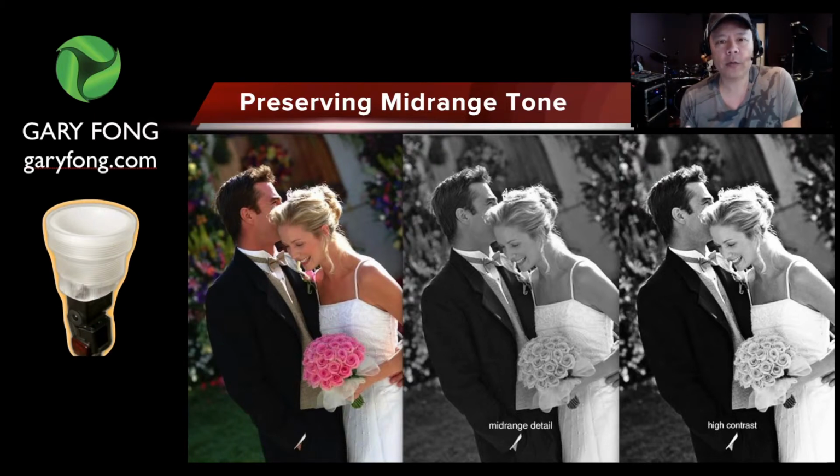So in other words, when we convert from color to black and white, we want to increase the mid-range tone, which means not so much to decrease the contrast, because the contrast is the same throughout the photo. The whites are equally white, the blacks are equally black. The problem with a high contrast image is it turned most of the grays into black, and therefore it loses a lot of detail.